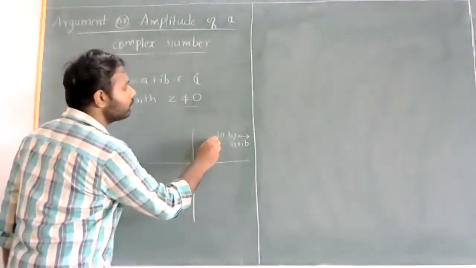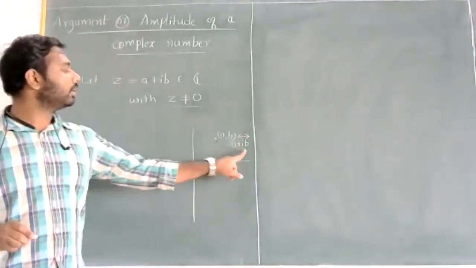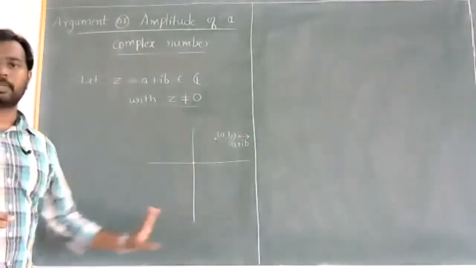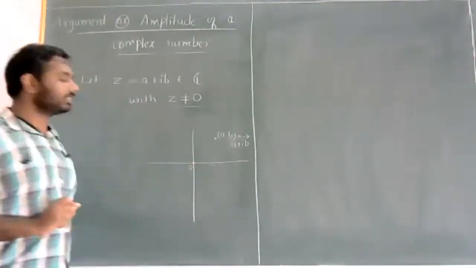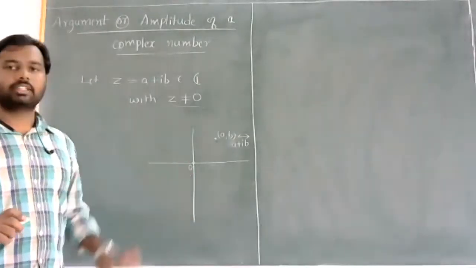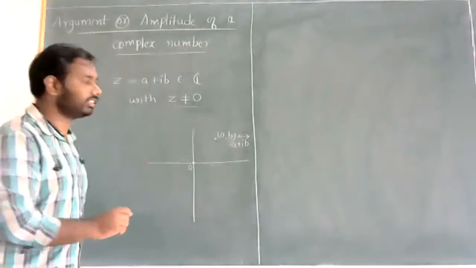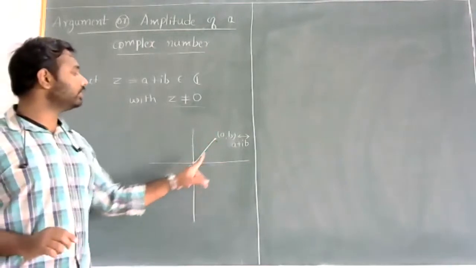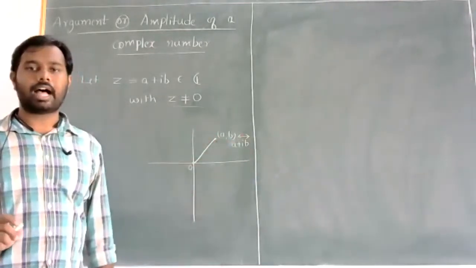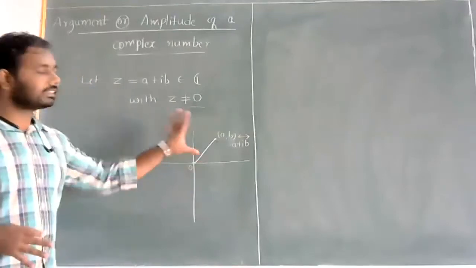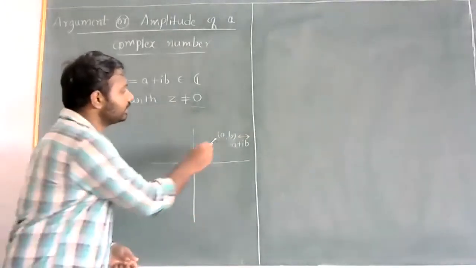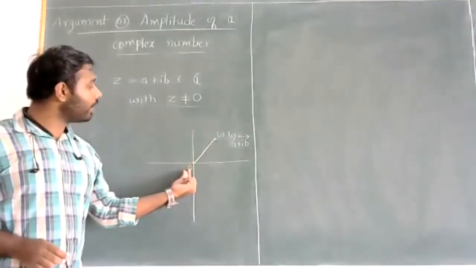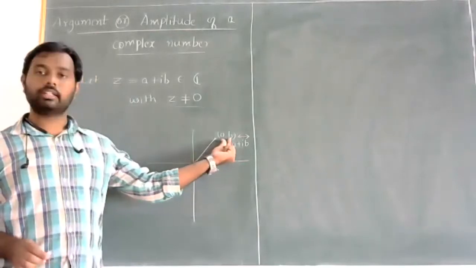So this is the complex number a plus ib, and the center of this plane is the origin. Take it as O. O is the origin. Now join the origin and the point a plus ib. Considering this as a Cartesian plane, this line will be the distance between the origin and the point a comma b.